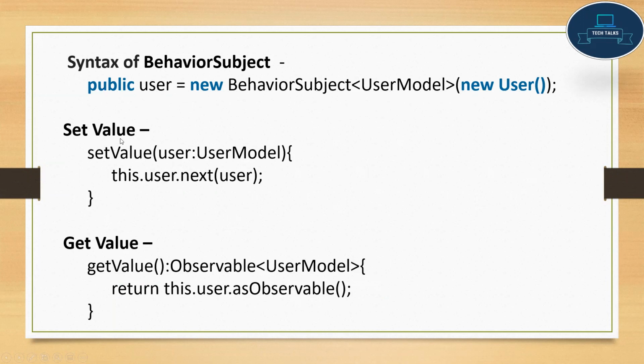To set value, you need to write one function in your service, which is setValue, which takes user of user model type, and in this you can write this.user.next and in brackets you need to pass your data to set the value. To get the value, you also need to write the getValue function in your service which returns an observable of user model. So in that you need to return this.user.asObservable. So it returns the data as an observable.